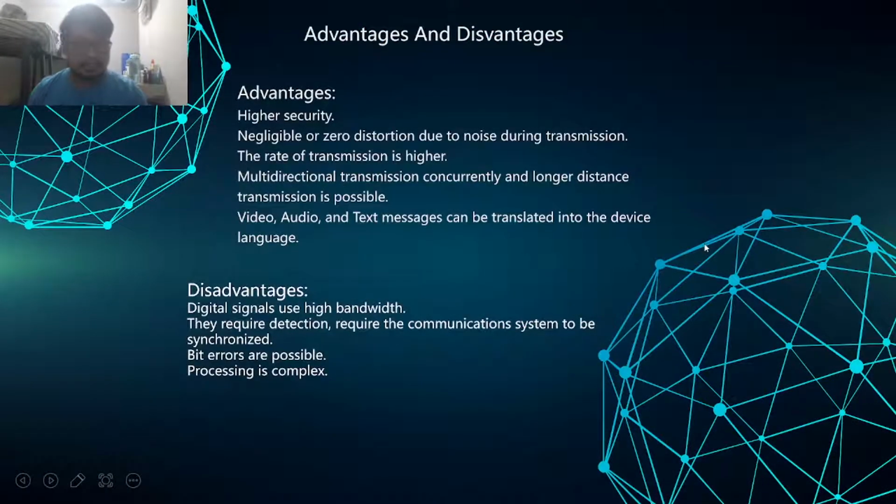Now, for the next one, let's go for the advantages and disadvantages of a digital signal. So, advantages of a digital signal are higher security, negligible or zero distortion due to noise during transmission. The rate of transmission is higher. It's multi-directional transmission concurrently and longer distance transmission is possible. Video, audio, and text messages can be translated to the device language.